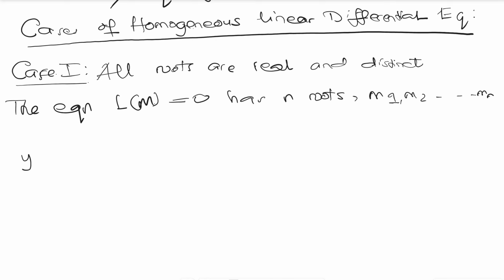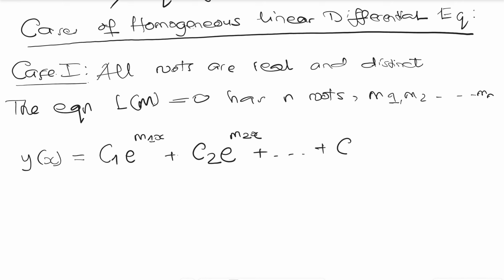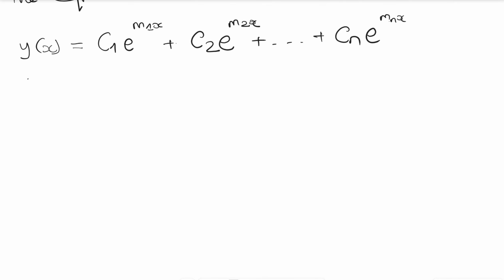The solution will be y of x is equal to c1 e power m1x plus c2 e power m2x and so on. This will be the solution, and we are going to see examples on it also. So let's study the cases first, then we'll go for case 2.